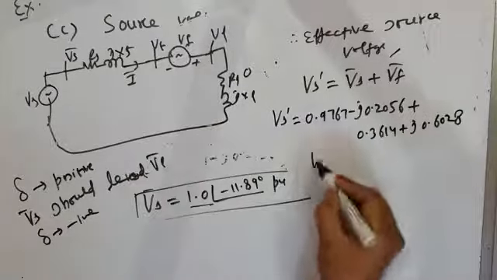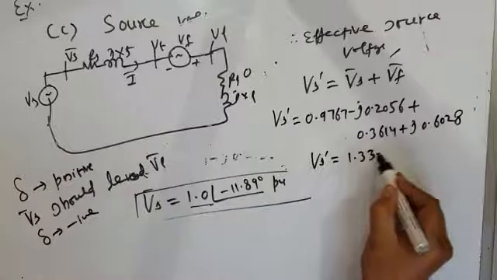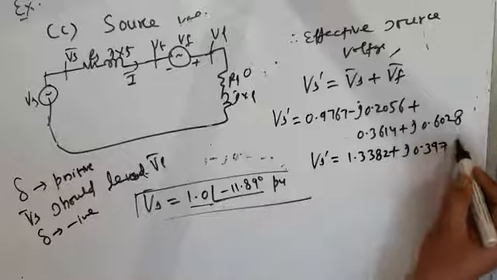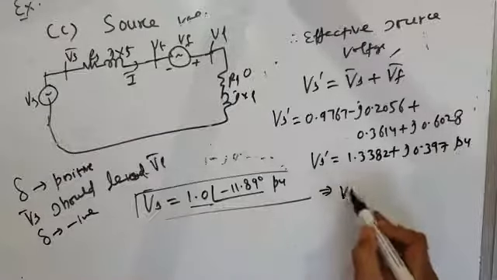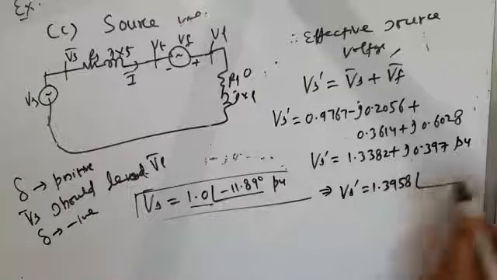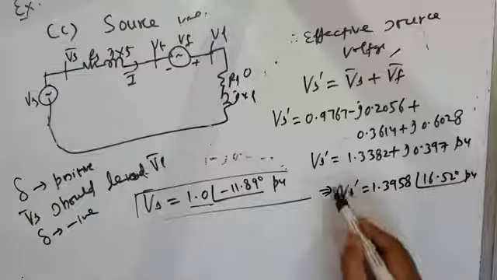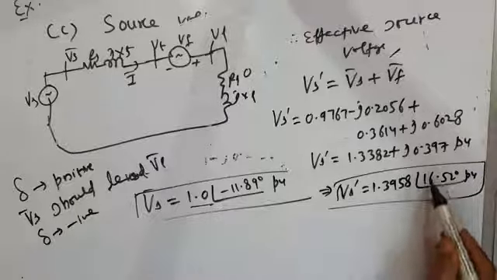Okay, so therefore Vs dash will come out to be 1.3382 plus j 0.397 per unit. तो ये रेक्टेंगुलर फॉर्म में है, सो पोलर फॉर्म में है 1.3958 at an angle of 16.52 degrees per unit. अब आप देखिए, so effective source voltage is not lagging, it is leading the load voltage.